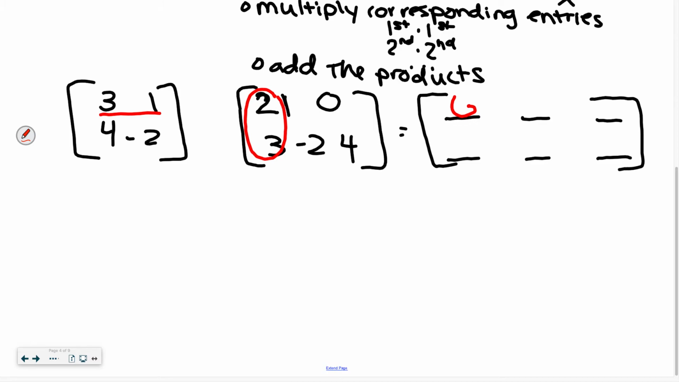Oh, sorry, I don't know what I was doing. Okay, 3 times 2 is 6. 1 times 3 is 3. So the answer should be 9. Sorry about that. I thought I was looking at it, but I was not.